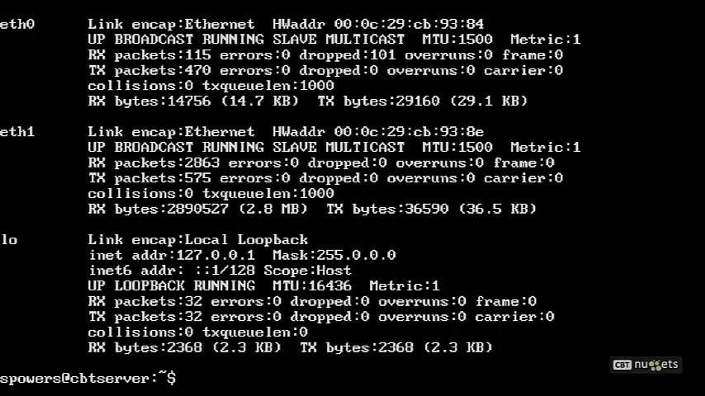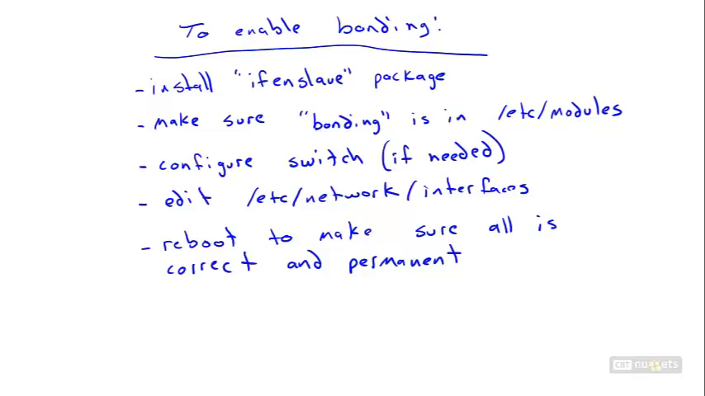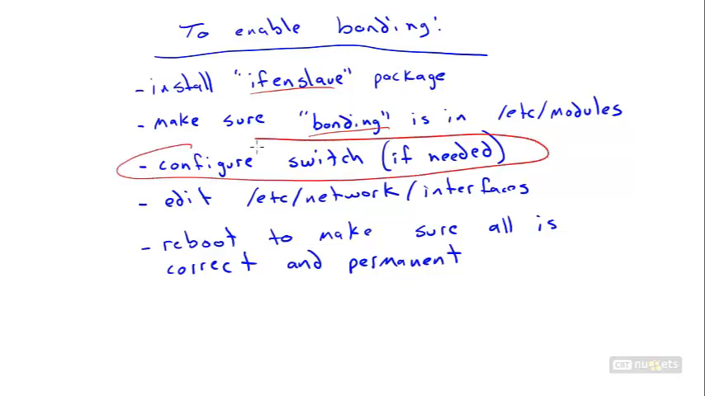Okay, let's make sure we got everything covered. My little slide here. To enable bonding, we installed that ifenslave package, made sure that bonding was in the /etc/modules file. We configure the switch if needed. Now this is if you're using 802.3ad. You might want to watch one of Jeremy's series on Cisco stuff as far as configuring your switches to support that. Then we edited our /etc/network/interfaces file, and we changed it so that ETH0 and ETH1 were both slave interfaces to that bond 0 interface. And then we rebooted.